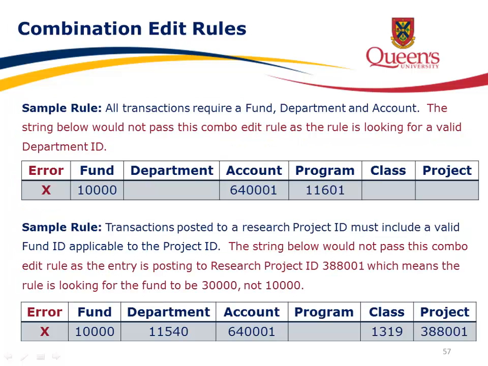For example, one sample rule defined by combo editing states that all transactions require a fund, department, and account. The string shown here would not pass this combo edit because it's looking for a valid department ID, which appears to be missing from the string. Another sample rule states the transactions posted to a research project ID must include a valid fund ID applicable to the project ID. The string here would not pass this combo edit rule because it's looking at research project ID 388001 and looking for the fund ID to be 30,000, not 10,000.